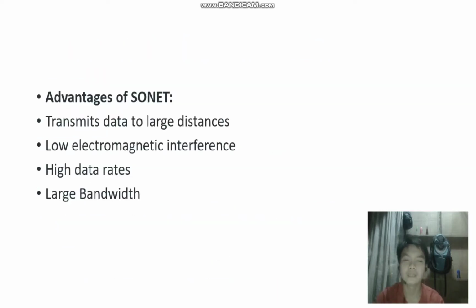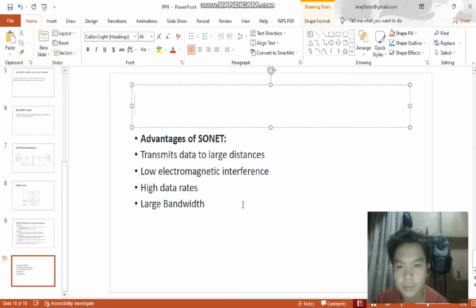So what are the advantages of SONET? These are some advantages of SONET, or its summary. It transmits data to large distances, or to very long distances. It is low in electromagnetic interference. It is high in data rates, and it is large in bandwidth.